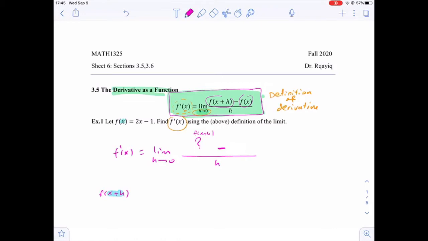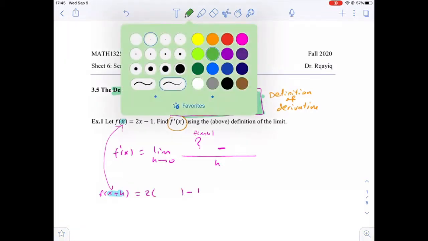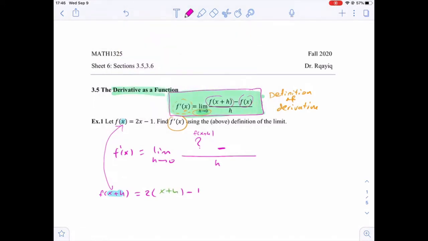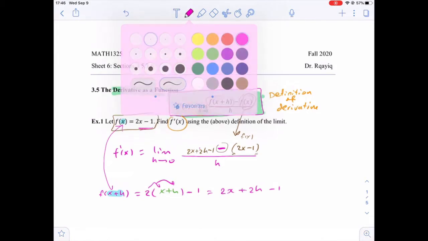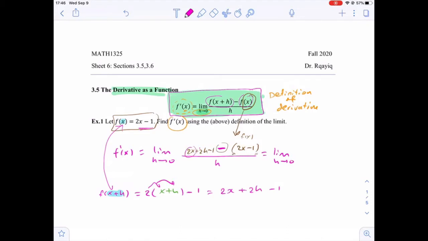So we plug it here. This gives 2 times x plus h minus 1. And then we simplify, we distribute 2, we get 2x plus 2h minus 1. So we put this expression here, 2x plus 2h minus 1. Now we need to plug f of x here. What is f of x? It's the original function, 2x minus 1, but I put parentheses because we have negative signs so that we don't miss any sign. Now we insert the negative sign here. It becomes negative 2x plus 1, because negative negative is positive, all over h.